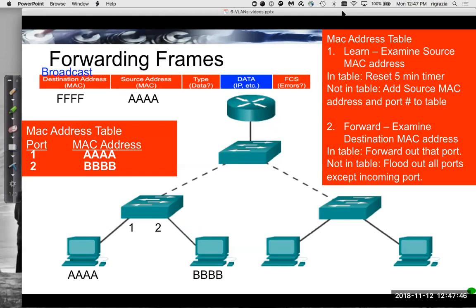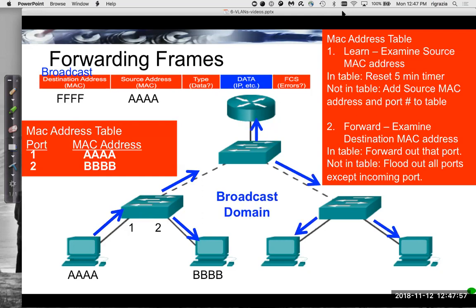Well, how about a broadcast? Well, with a broadcast, a switch will always flood those frames out all ports except the incoming port. And routers, however, it's important to note, do not forward layer 2 broadcasts. So that's where the broadcast domain ends, at the router.